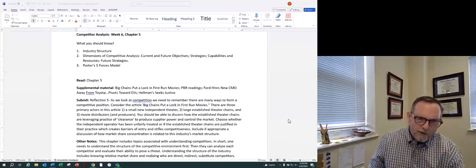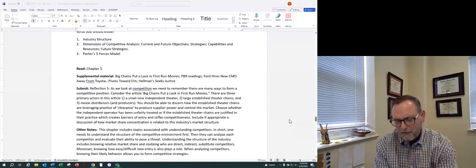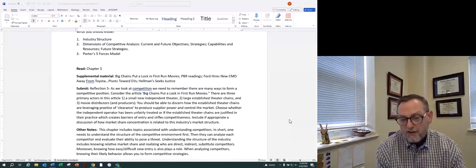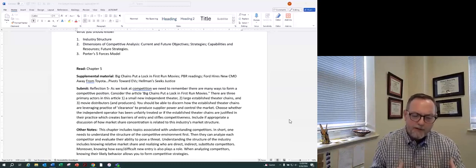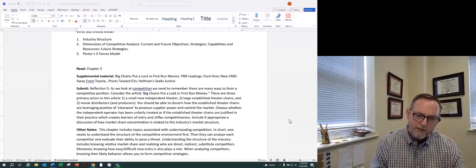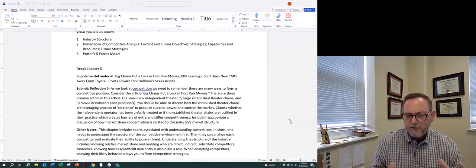Now, one of the tools that is talked about there is Porter's 5 forces model. This is a management model. 3 of the 5 components deal directly with competitors and how to think about those. So I focus on those a lot, but also controlling the channel of distribution or controlling the supply chain is also a big part of competition.